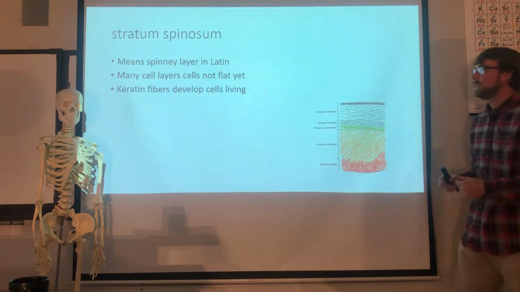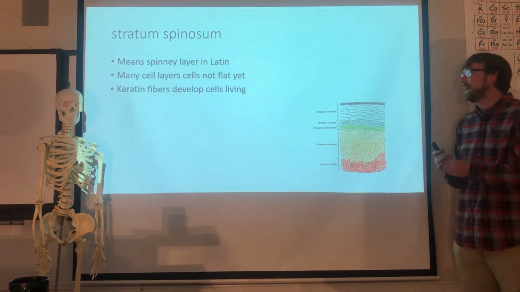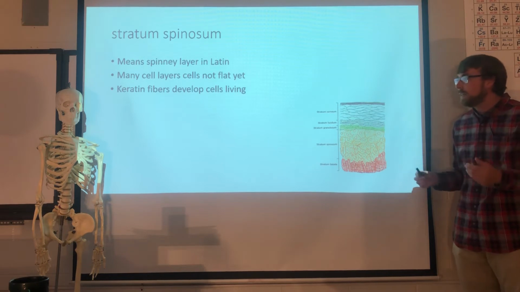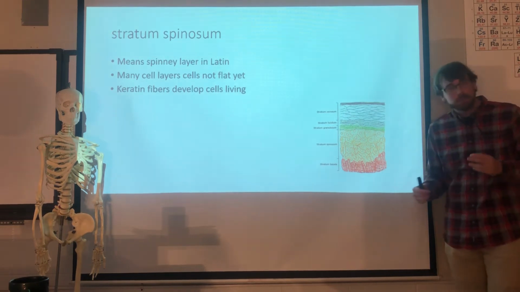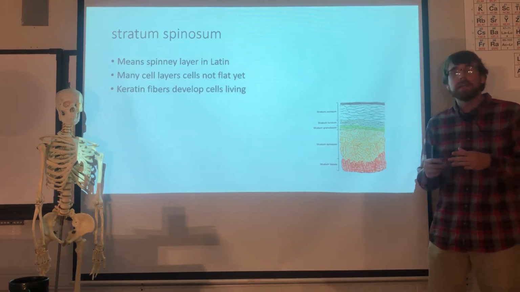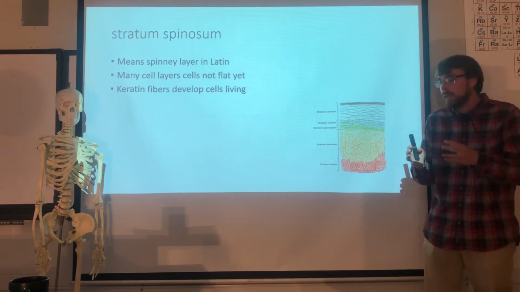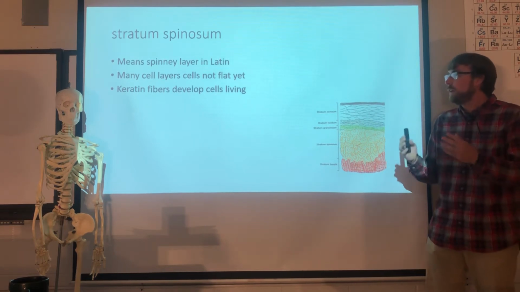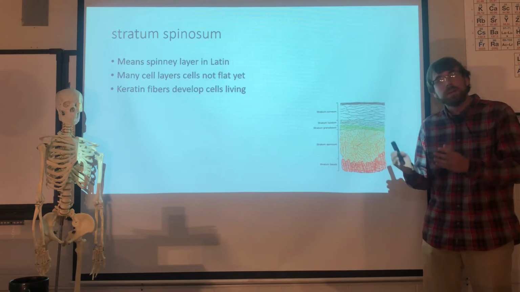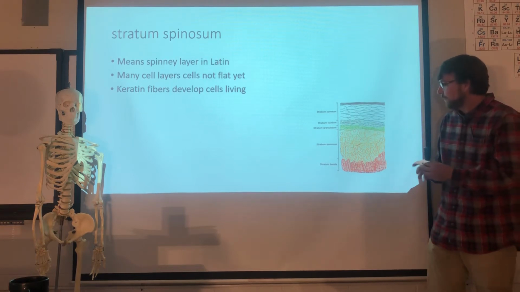Deep to that is the stratum spinosum. That means spiny layer. There are many cell layers. These cells are not yet flattened. They are a bit more cuboidal in shape. There are keratin fibers that are developing in these cells.